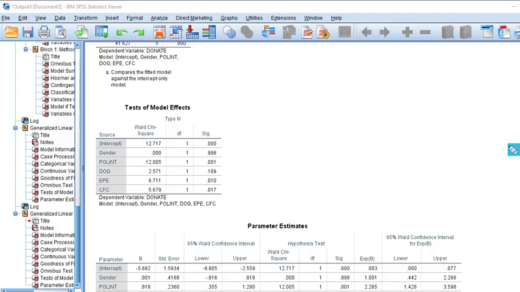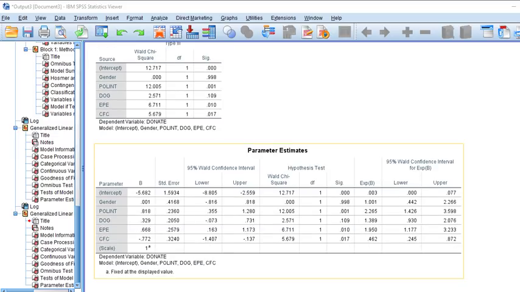If I scroll down, you get a test right here, which is the Wald chi-square test for each of the individual predictors. It's largely going to reproduce what you see down here in terms of the chi-square values and significance levels. Where this might be a little bit different is if you included a factor variable.